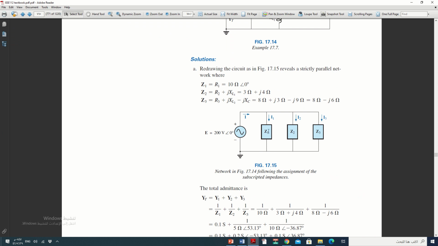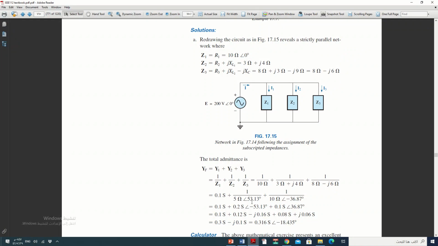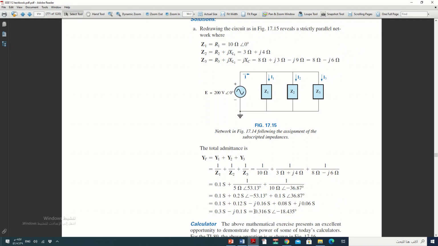Now we can calculate directly the total impedance or find the admittance, as we studied in chapter 16, the parallel circuit. Y total equals Y1 plus Y2 plus Y3, which is 1 over Z1, 1 over Z2, 1 over Z3. If you go through the calculation and substitute, you will find the admittance is 0.316 Siemens with angle minus 18.